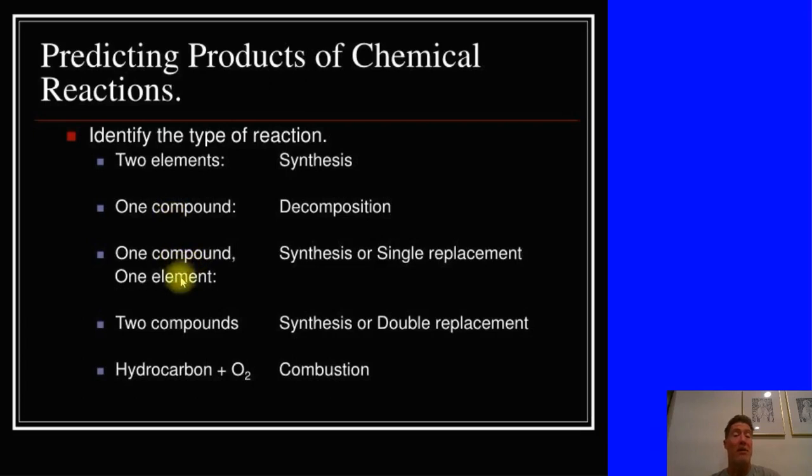If you start with a compound and 1 element, then you might look for a single replacement reaction, or possibly, again, synthesis. If we have 2 compounds, we can think of either synthesis or perhaps a double displacement if we have precipitation, gas forming, or water forming. And if we have a hydrocarbon combined with oxygen, think combustion.